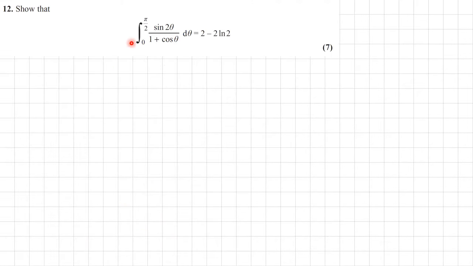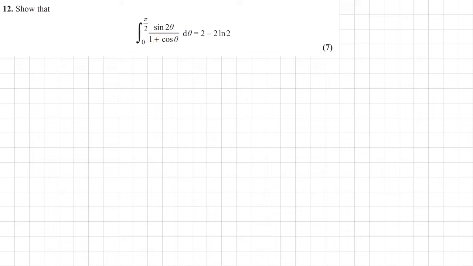Question 12, we need to show that the integral of sine 2 theta over 1 plus cos theta between the limits of 0 and pi over 2 is equal to 2 minus 2 log 2. So let's think about what method we could use for this. It's not integration by parts. It doesn't fit any pattern because if you differentiate the bottom, you don't get the top, so that's not going to work. So anything like this, we'd want to maybe use some trig identities, because we've got this 2 theta here, and maybe even substitution may work on this.